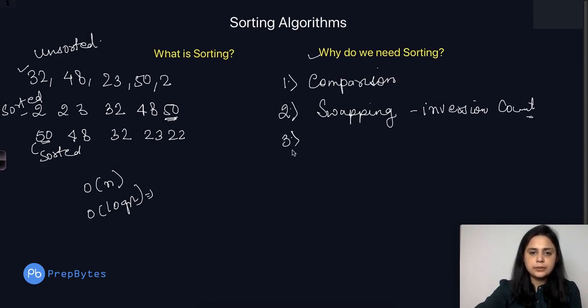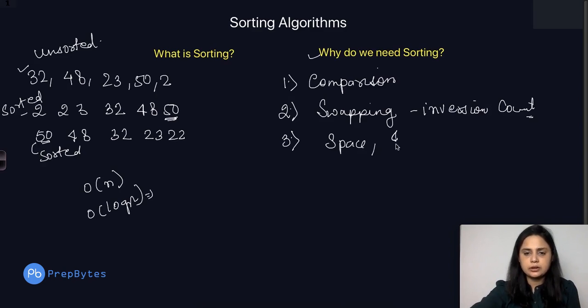Now the third one is space, or in-place sorting. In-memory sorting is different. There are two kinds of sorting: internal sorting and external sorting. Internal sorting generally takes place in main memory, while external sorting needs some external device. In-place sorting is different: if you are given an array, do you need extra space to sort it? If yes, then obviously that is not in-place sorting. If you are using the same array, maybe with some constants, and sorting the array in the same space, that is in-place sorting.